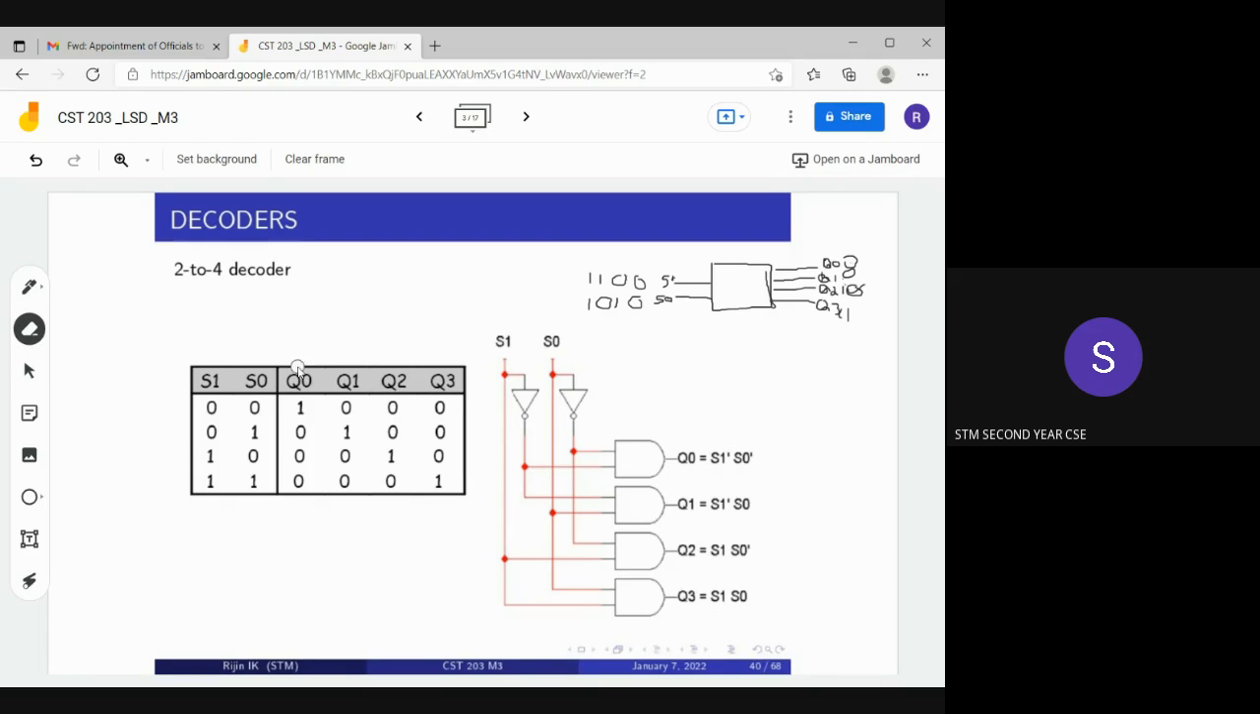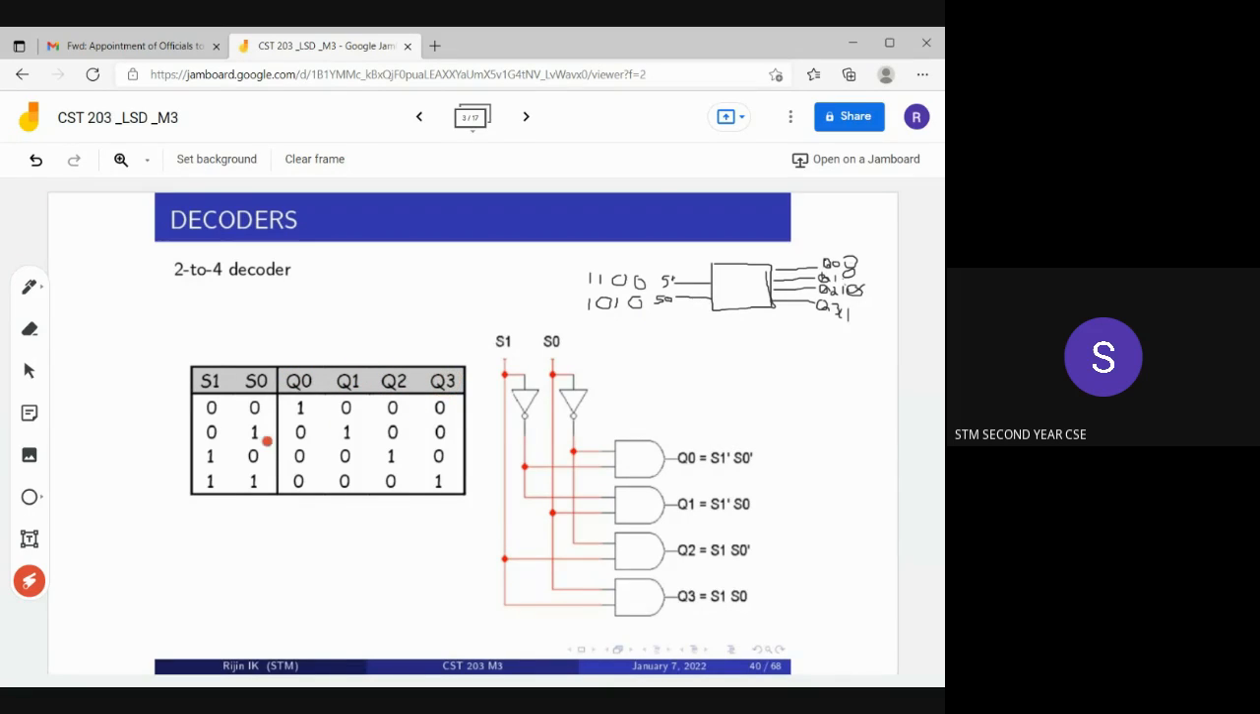Based on that we have drawn a truth table here. This is S1 and this is S0. That is our input. Then Q0, Q1, Q2, Q3. These are the possible outputs from that input.